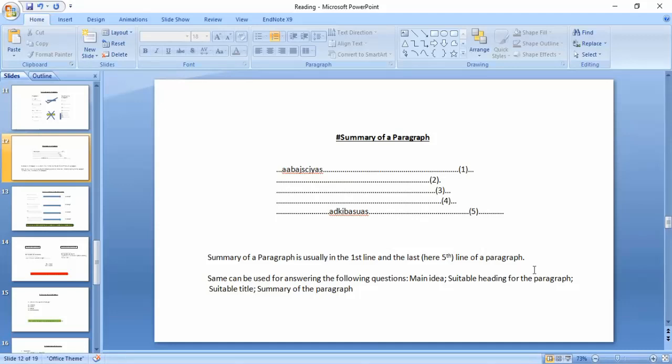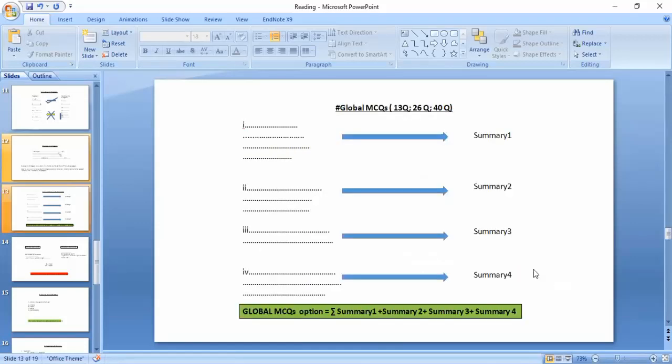queries like main idea, suitable heading for the paragraph, suitable title, or summary of the paragraph, just by reading the first and the last line of a paragraph.